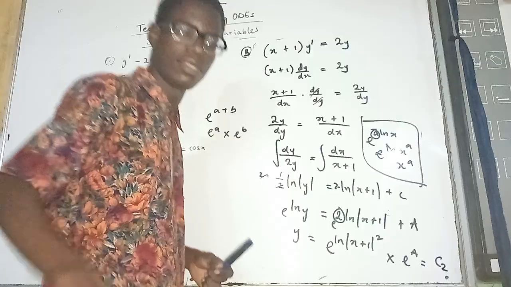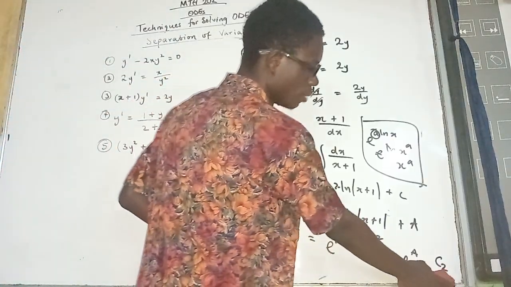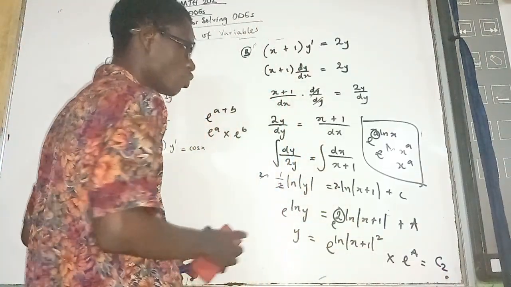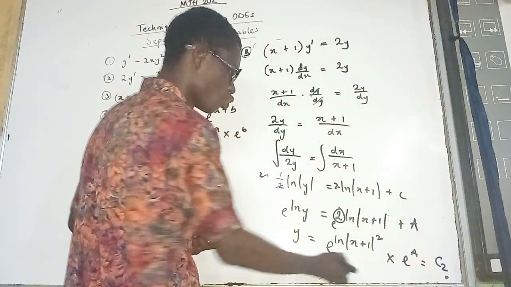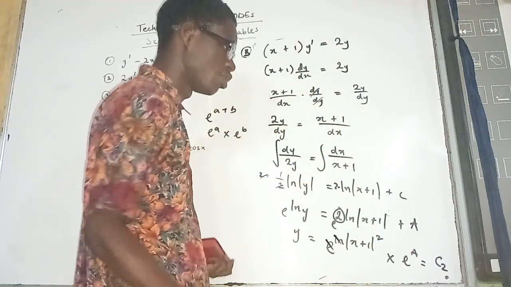Do you understand what I'm saying? So I can call it my third arbitrary constant c2. Then what do I do next? So I simplify this. e raised to power ln can cancel e raised to power ln, right?